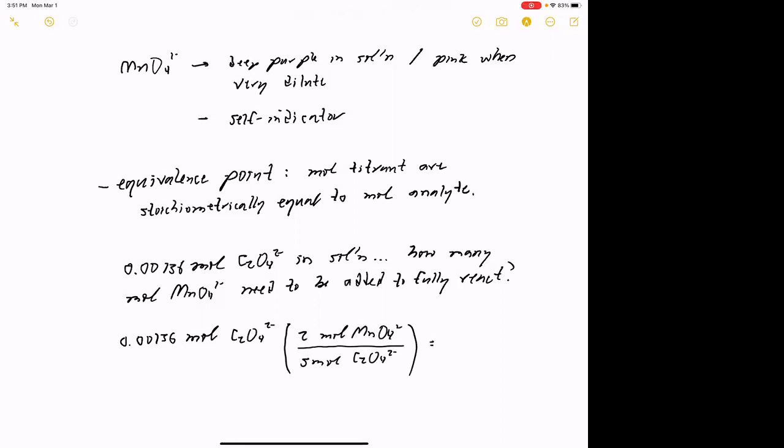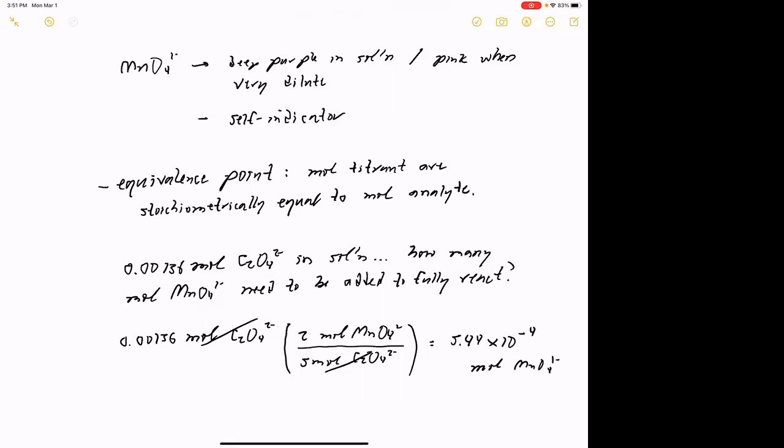Okay, so when you work this out, you see that moles of oxalate cancel with moles of oxalate, kind of a nice bonding level little problem here. And you end up with 5.44 times 10 to the minus 4th moles of MnO4 1 minus that you've got to add. Okay. So then you could actually do a calculation.